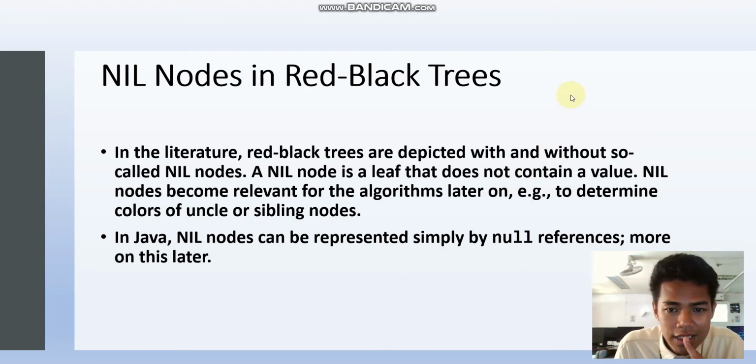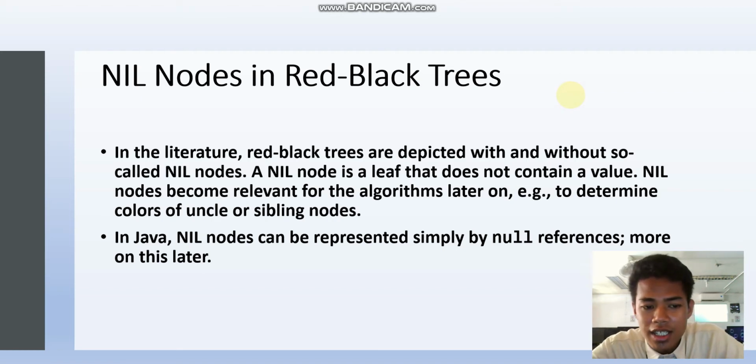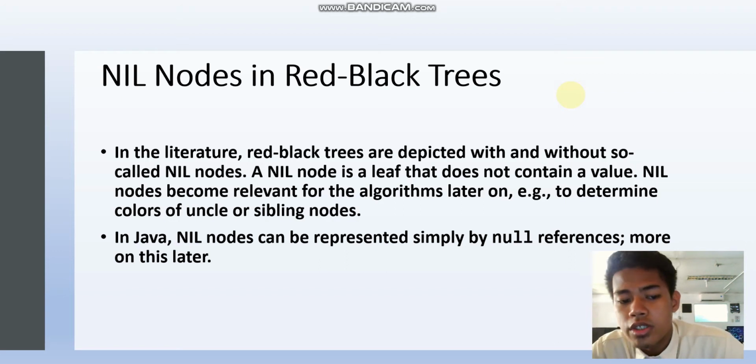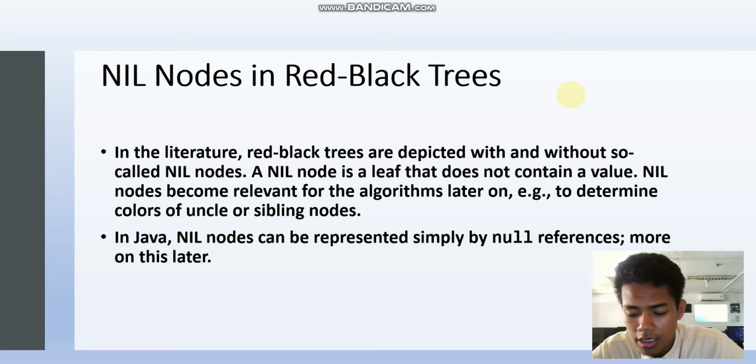NIL nodes in red black trees. In the literature, red black trees are depicted with and without so-called NIL nodes. A NIL node is a leaf that does not contain a value. NIL nodes become relevant for the algorithms later on, to determine the colors of uncle or sibling nodes. In Java, NIL nodes can be represented simply by a null reference. More on this later.